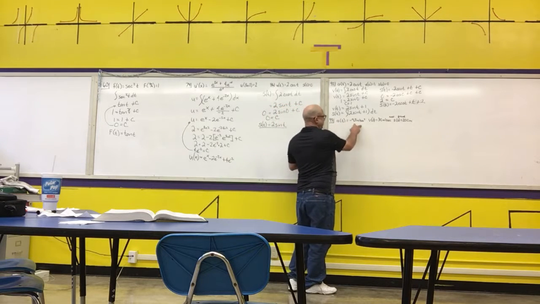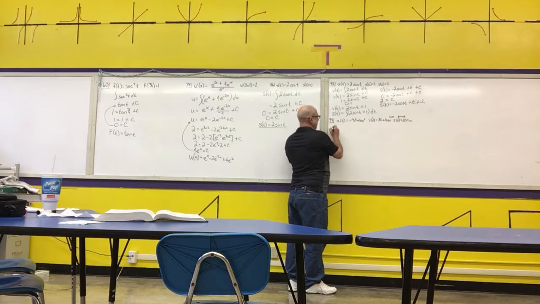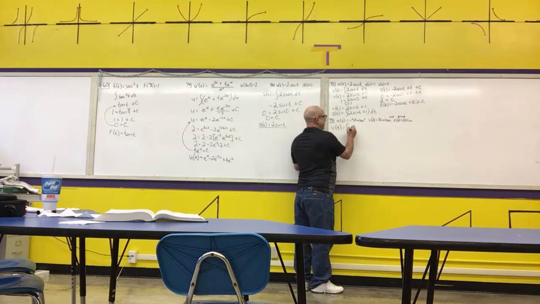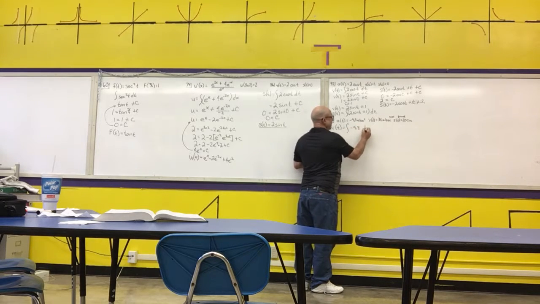So if a of t is negative 9.8 meters per second squared, v of t would be the integral of negative 9.8 dt.